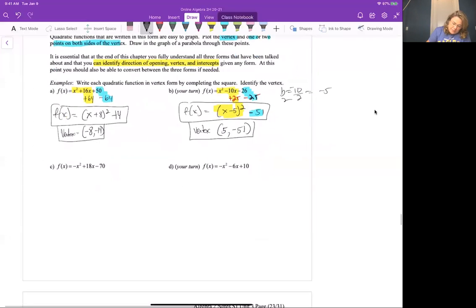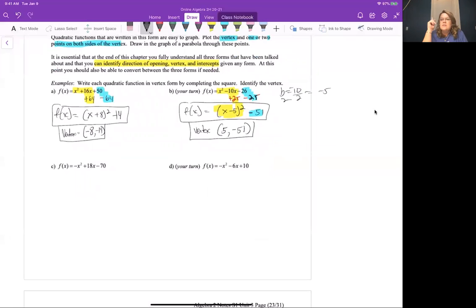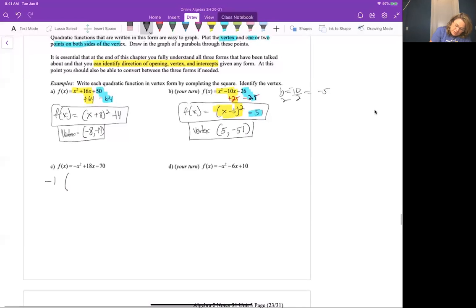All right. Now, part C. Notice that we have a -1 in front of the x squared. We cannot have a -1; we want to have only 1 in front of x squared. So we have to factor out a -1. So we will get x squared minus 18x, leave a space, minus 70.